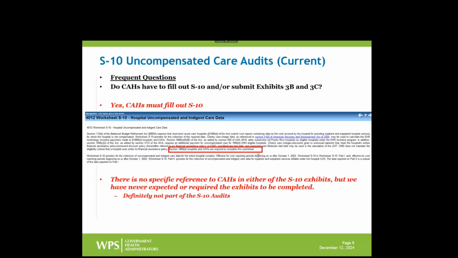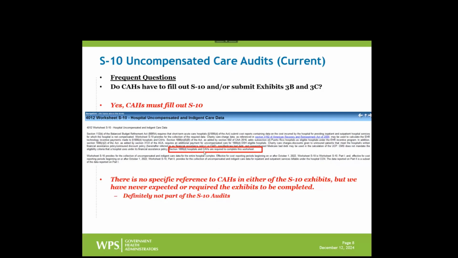There were audits during the CAH EHR incentive just for that one piece, but it certainly wasn't audited at the level that we're auditing it now for the full S10, almost the full S10 worksheet. So the point, though, is critical access hospitals, they're not eligible for DSH, of course, and I don't really know what, if anything, CMS would use this for.